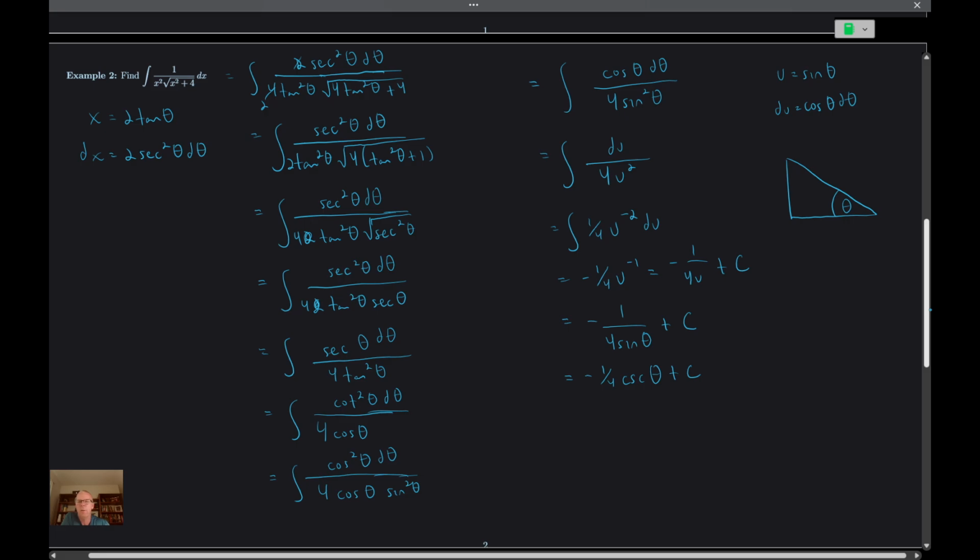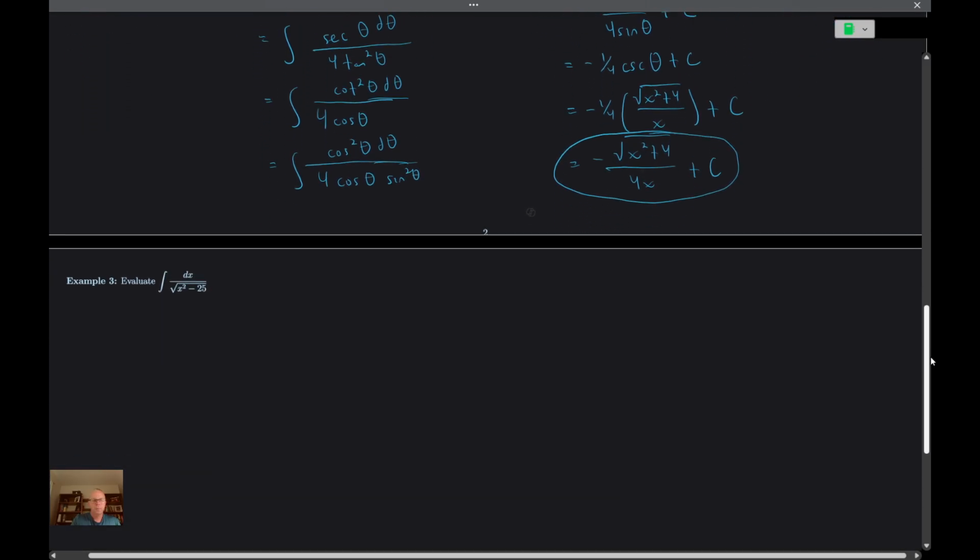Tangent theta is x/2, so opposite over adjacent, and that gives us √(x² + 4). Again, this third side that we find matches the substitution we originally did. All right, so now we have -1/4 cosecant, which is hypotenuse over opposite, plus c. And if you like, you can clean this up and write -√(x² + 4)/(4x) + c. And there we go.